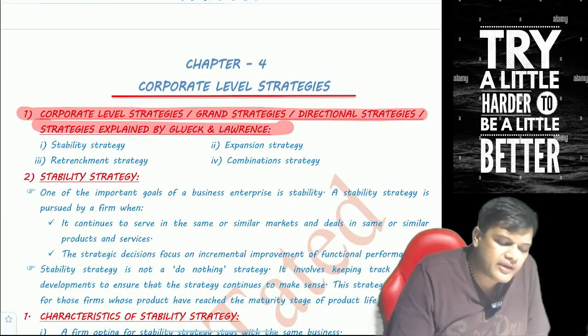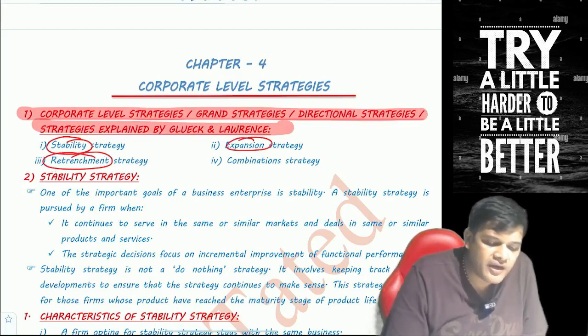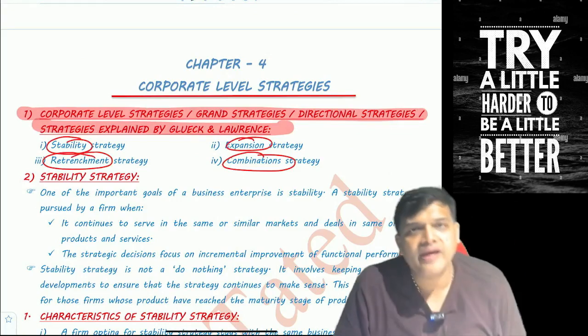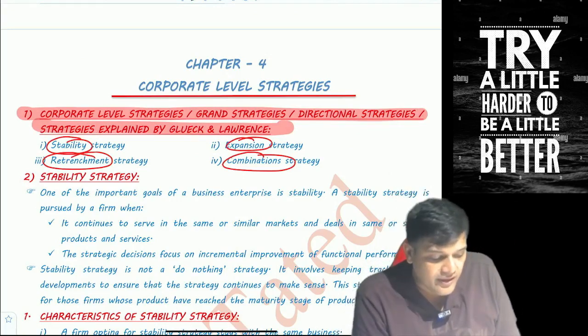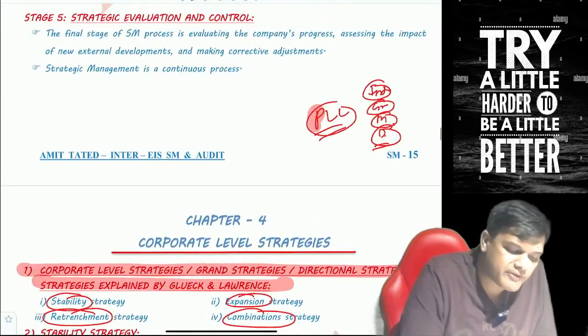It can be anything. There are 4 strategies as such: stability, expansion, retrenchment, and combination. What are the 4 strategies? One is stability, second is expansion, third is retrenchment, and fourth is combination. Now please understand, we need to discuss this strategy from this particular aspect's point of view.